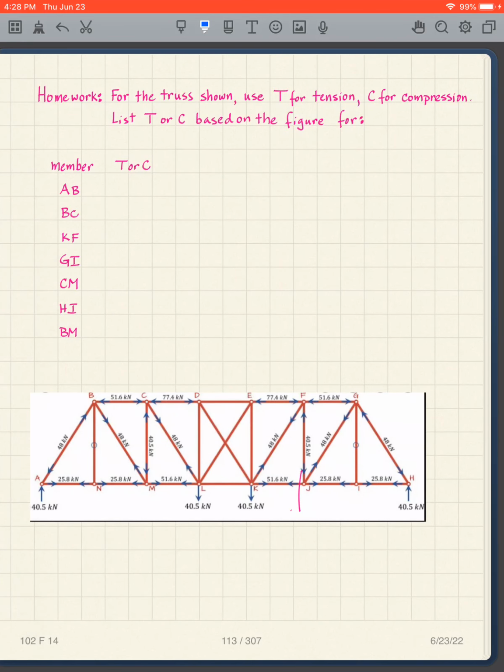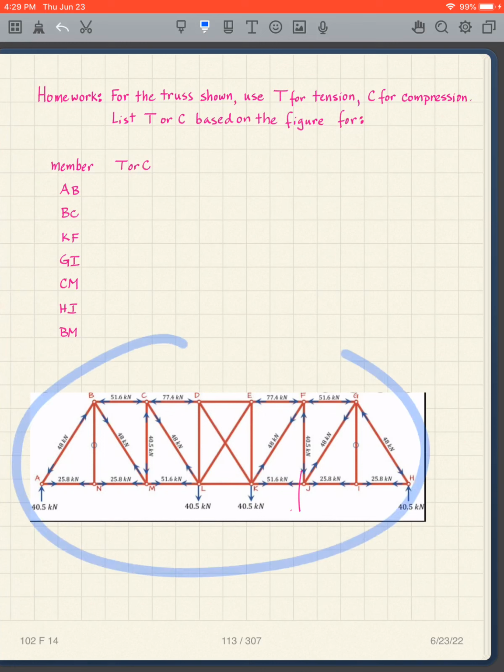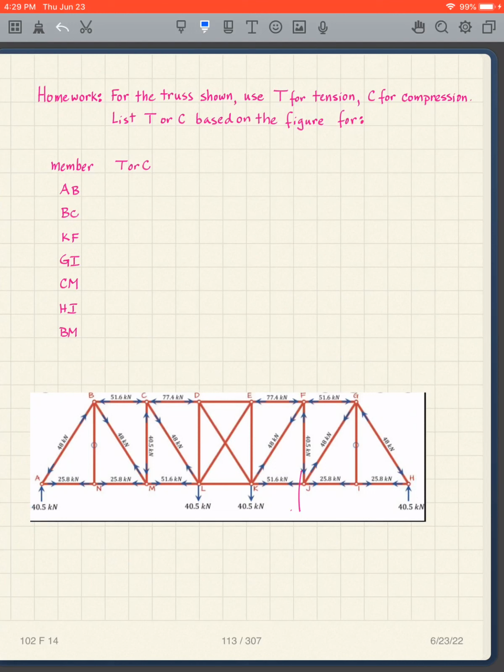Okay, so we had our shortcut method for representing trusses and the forces in each member. So I want you to do this for homework. Here's a truss down here, and all of the forces are given. All I really want you to do is get tension or compression. So use T for tension, C for compression. And I want you to list T or C for these members right here. So in other words, member AB, you can see it, that's member AB. So pause the video and write tension or compression for each one of those.